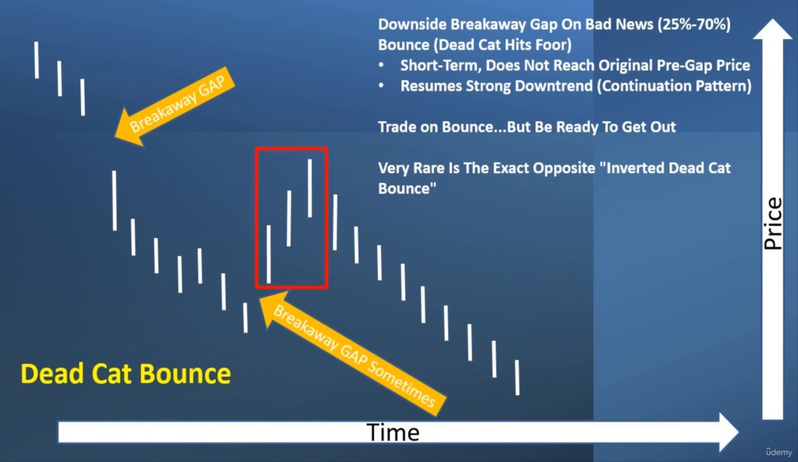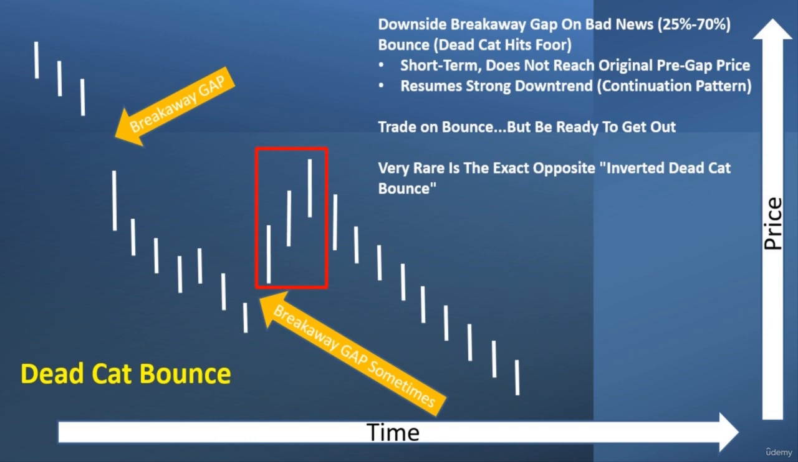The idea of the formation of the dead cat is it's a short-term thing. It doesn't reach the original price gap prices. See how, when it reaches its peak, it doesn't go above where that original gap was, back to the original, let's say, three downward lines there on the far left. It's going to start to approach that, but then it's going to turn around again. Again, a dead cat bounce is a continuation pattern. So it's going to resume that strong downtrend.